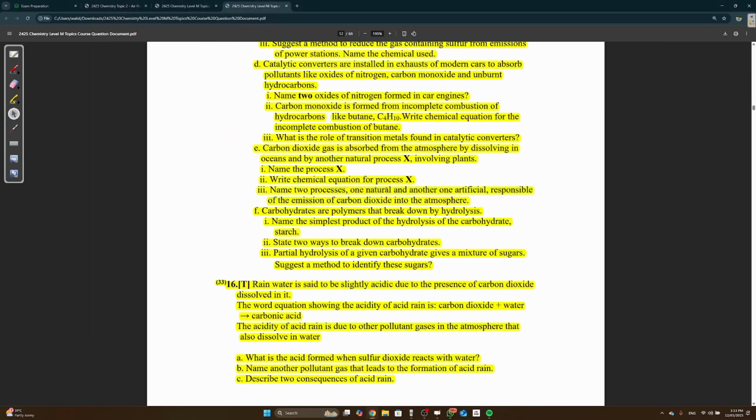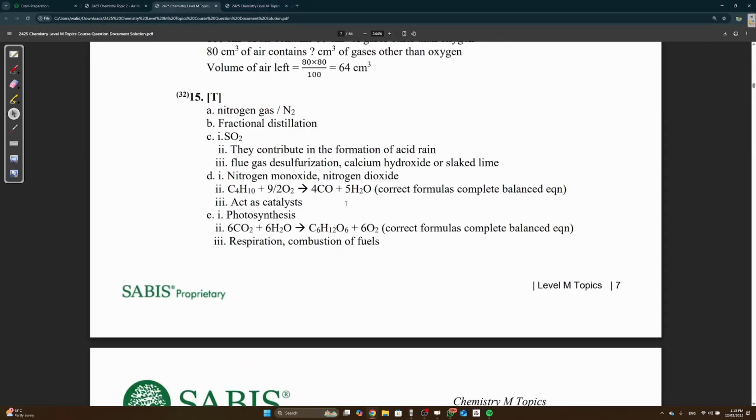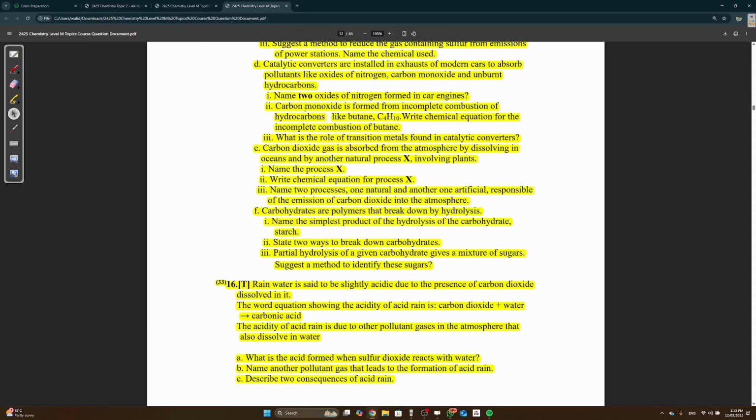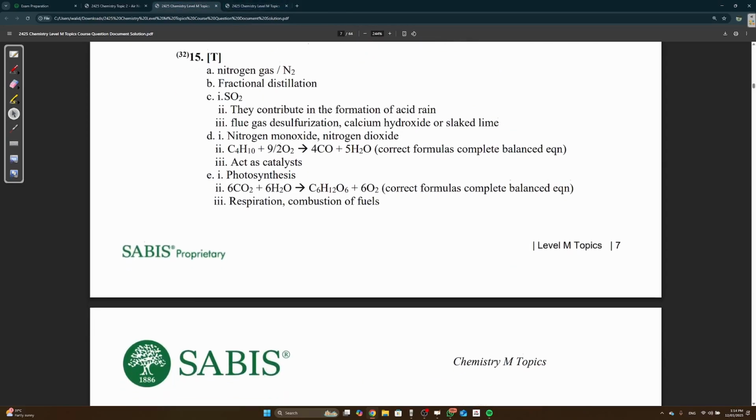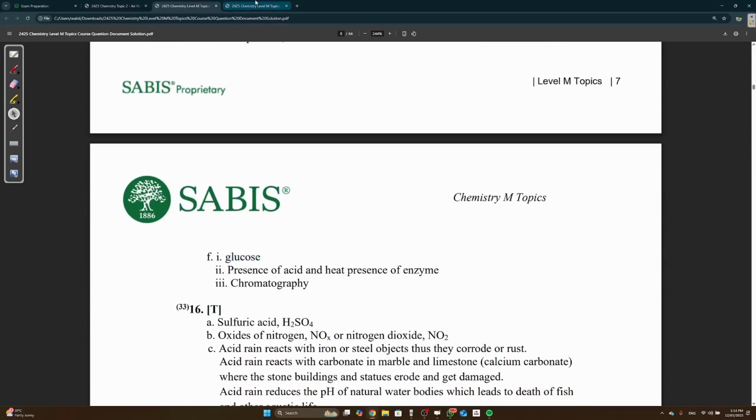Name two processes, one natural and one artificial, responsible for the emission of carbon dioxide into the atmosphere. Obviously, the natural one is respiration, right? We release carbon dioxide when we breathe, and in cellular respiration. And the artificial one is the burning of fossil fuels, right? Combustion of fuels. Okay, carbohydrates are polymers that break down by hydrolysis. Name the simplest product of the hydrolysis of the carbohydrate starch. You should not know this. It's biology. It's glucose, but you shouldn't know it.